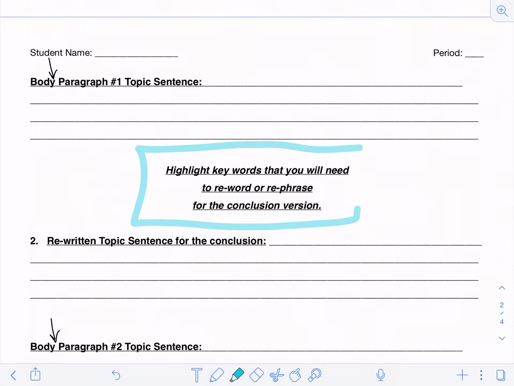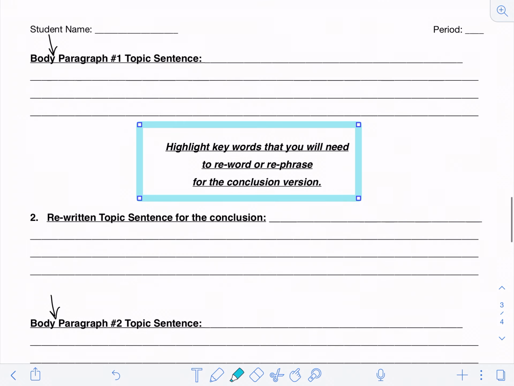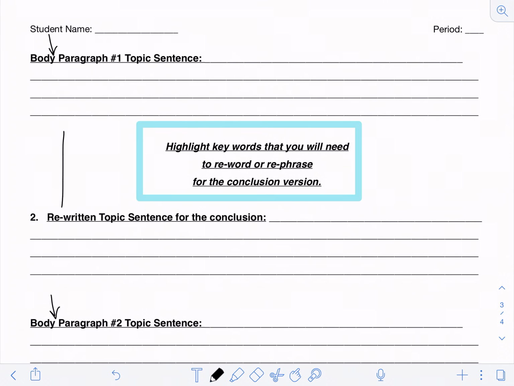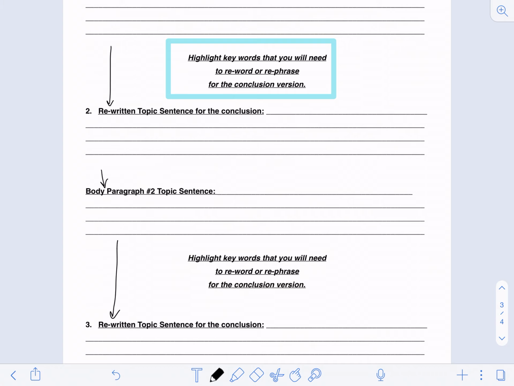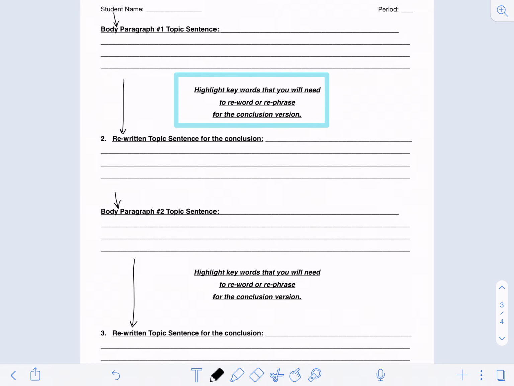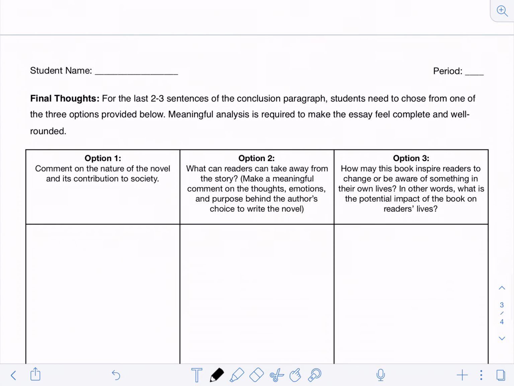So every time you write something down, you want to make sure that you are highlighting the key words and making it a new sentence. So you would take body paragraph 1 topic sentence and rewrite it down here. And then you're going to take body paragraph 2's topic sentence and write it down there. Okay. If you would like to pause the video and work here now, that's what you would do. Take a couple minutes, obviously going through and making sure that we're highlighting keywords. For the sake of the video length, I'm going to move on to the last section.